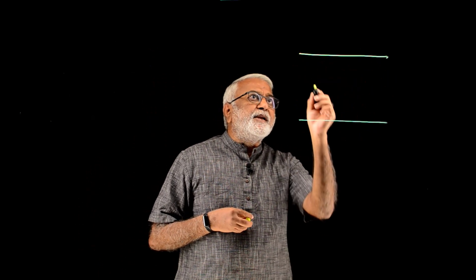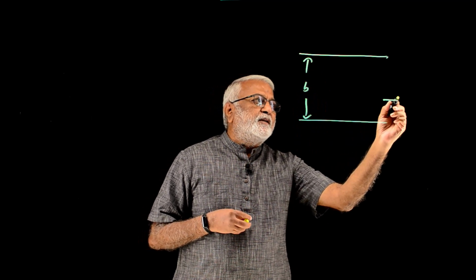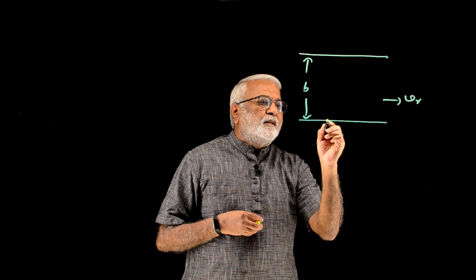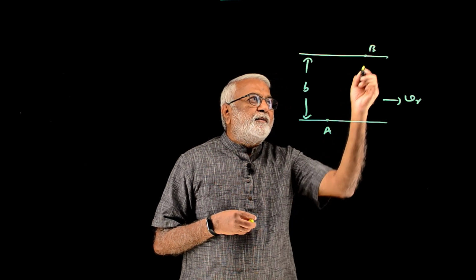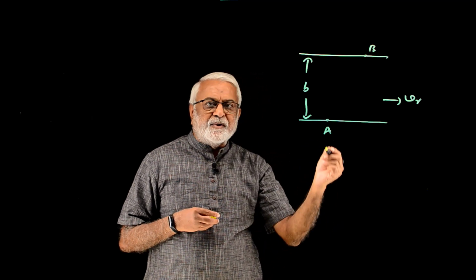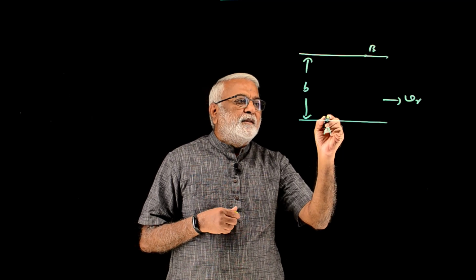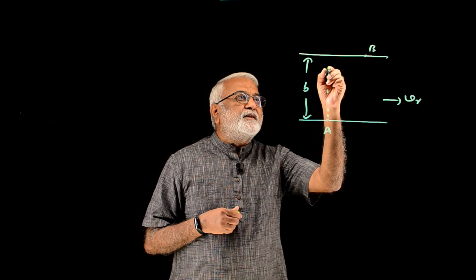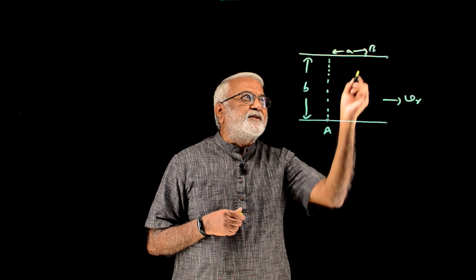We have a river of width B flowing at VR. The boat has to reach a point B from point A on one bank to point B on the other bank. This B is a distance A away along the banks.